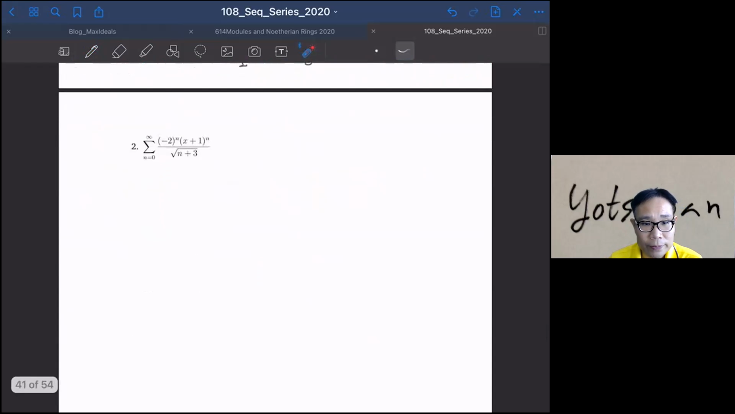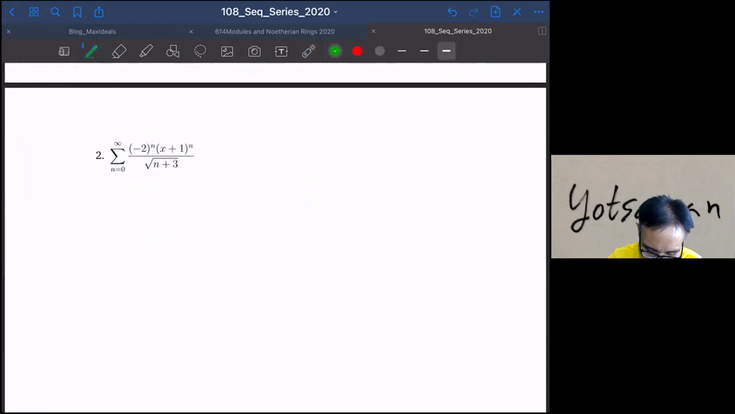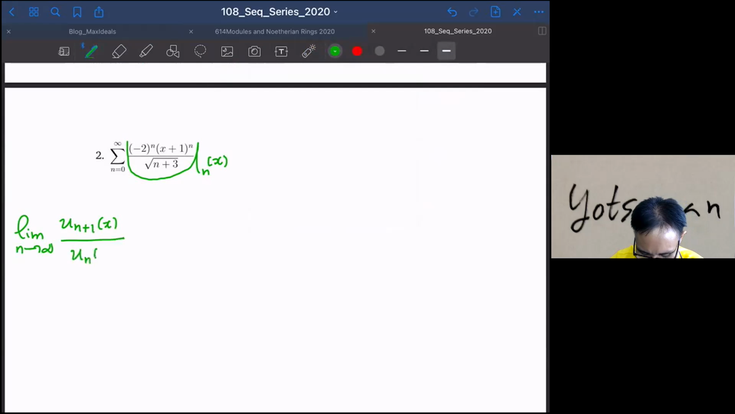The next one, you have (-2)^n (x+1)^n over square root of n plus 3. For this one, you're going to use the ratio test to find u_n. First of all, what is u_n? This one is u_n(x), and you're going to find the limit as n goes to infinity of u_{n+1}(x) over u_n(x).